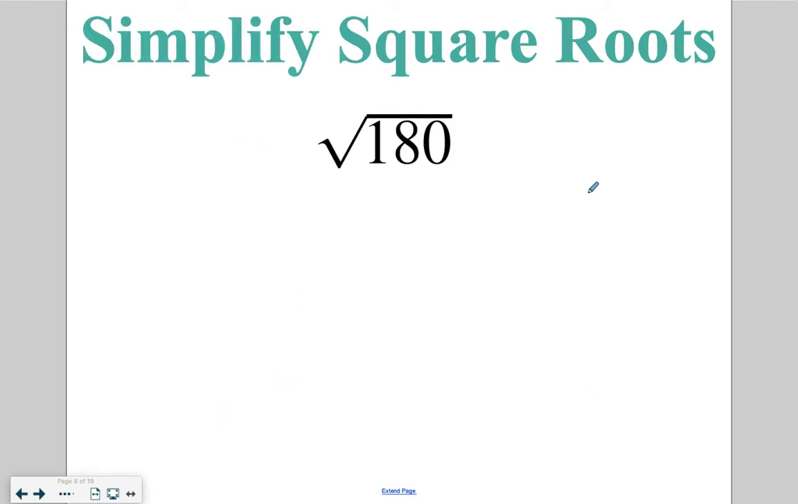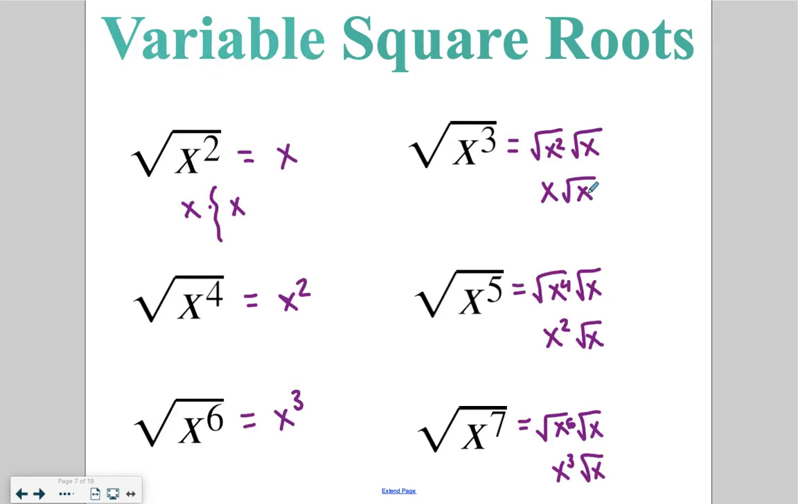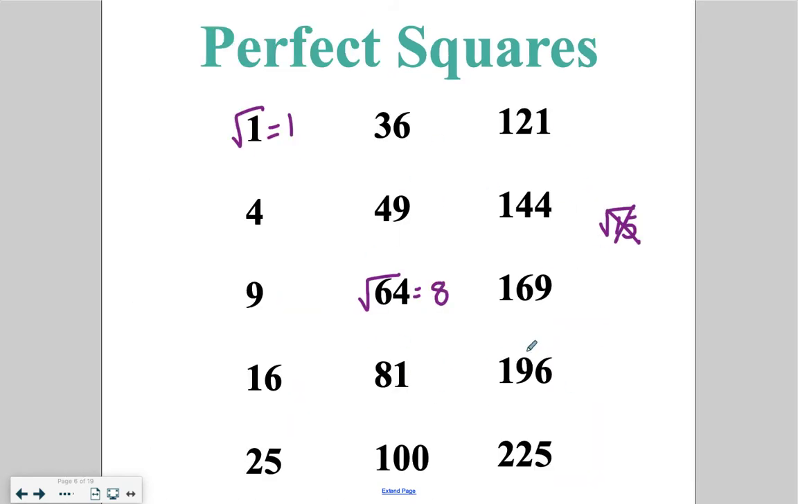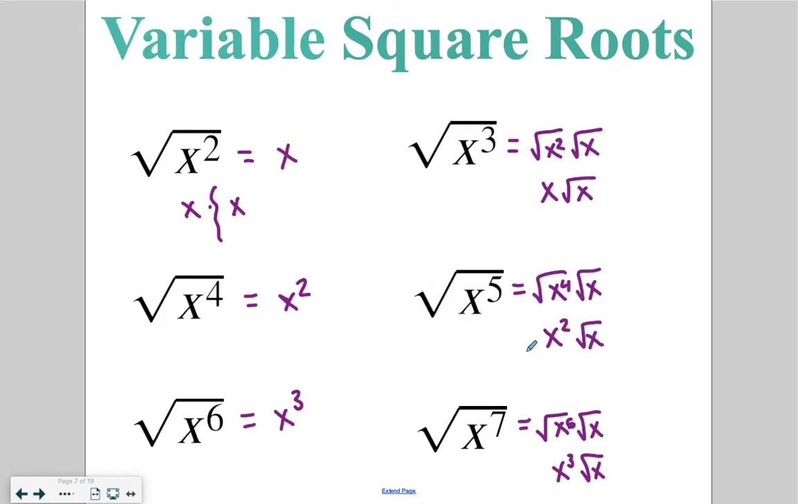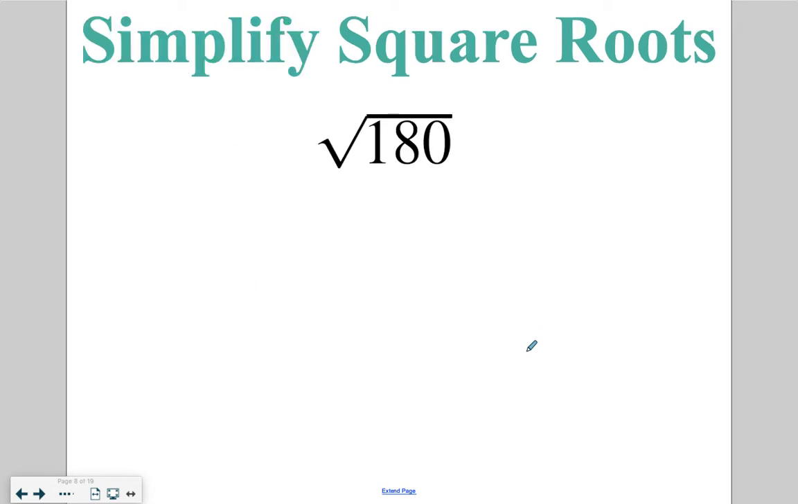So we're going to start actually solving some problems here. I've got the square root of 180. So my goal here is to see if any of the numbers from this perfect square list can divide 180. Obviously, 1 is on the perfect square list. 1 can divide everything. It's not going to help us. So I'm going to start with 4.